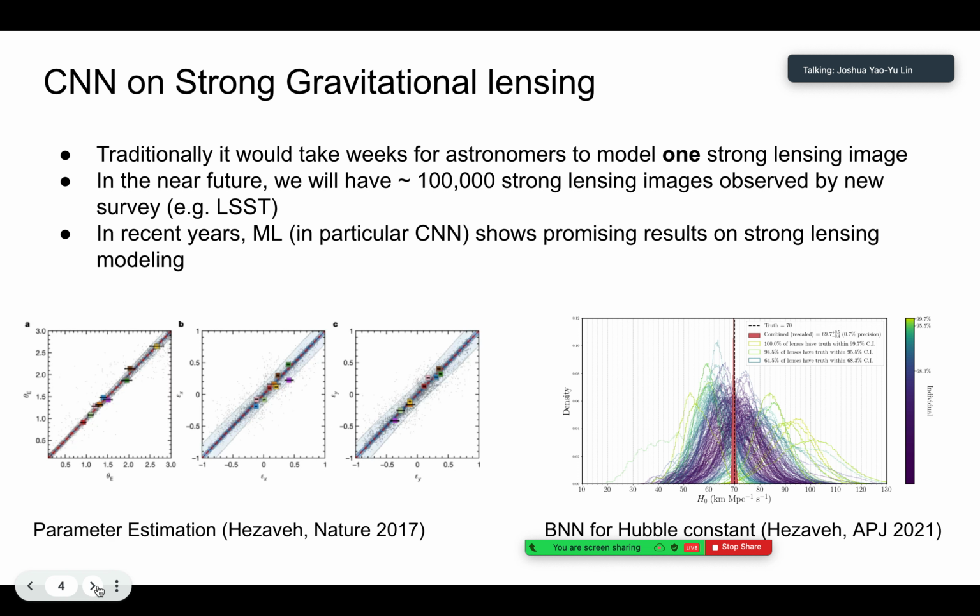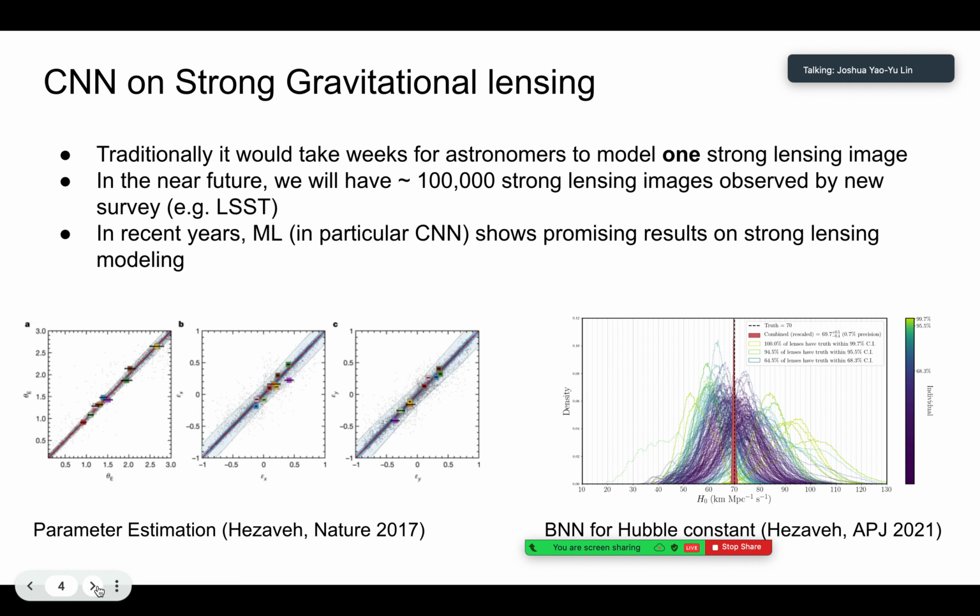The next question we have is that traditionally we noticed that it's actually pretty hard to model these strong gravitational lenses. One of the challenges is that when we look at the image, we don't actually know what the source, the background, is, and what the foreground mass distribution is, because most of it is dark matter dominated. So it usually takes weeks or even months, or even a PhD student's life, to model just one single strong lensing image. And in the near future, we're going to have hundreds of thousands of these strong lenses with new surveys.